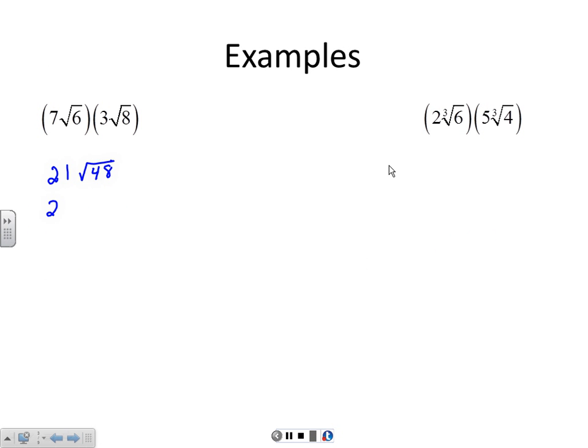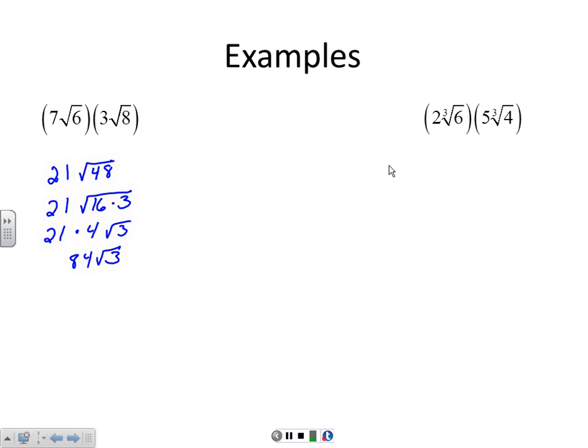So to simplify this, we're going to split this up into 16 times 3, just like we did in previous sections. And this says 21 times square root of 16 is 4 times the square root of 3, which you can't do without getting a decimal, and we don't want any decimals. And so then we'll finish the multiplication. 21 times 4, which is going to give us 84, square root of 3.